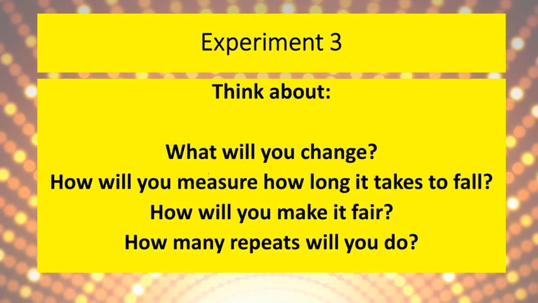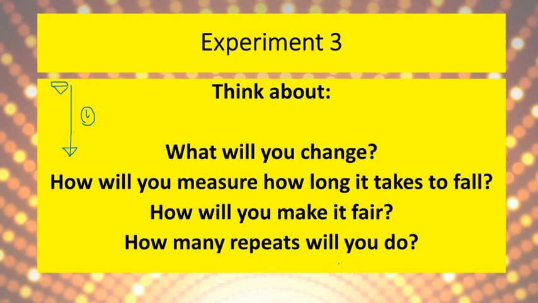This experiment, what will you change? So I've just suggested you could change the material. How will you measure how long it takes to fall? So if you're always measuring it from the same height, so if you do it from head height, if you release it, how are you going to measure how long it takes that parachute to get to the floor? So how are you going to measure that? There's a clock, by the way. How will you make it fair? So if you've released it from head height, are you always going to release it from head height? How many repeats are you going to do? We've done 3 so far, but remember, the more you do, the more reliable it will be.